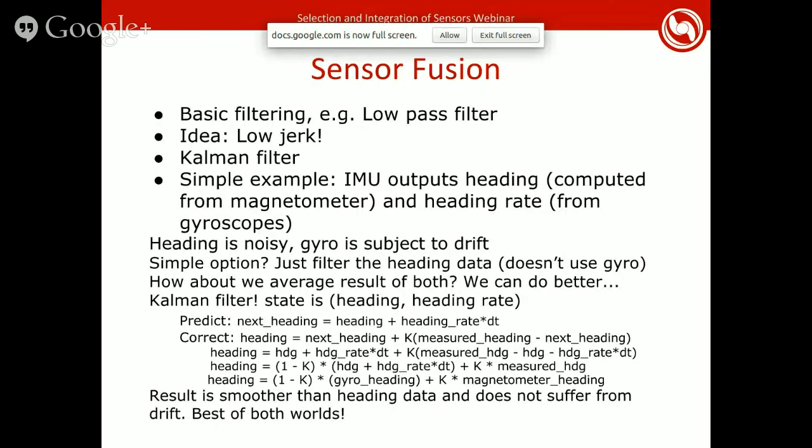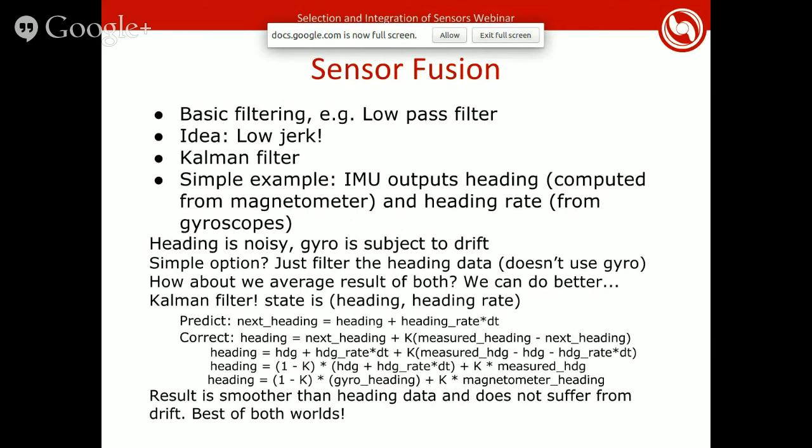It just outputs heading, which it computes from the magnetometer. And it also gives you the heading rate, which it computes from gyroscopes. You want to use that to figure out your heading. The heading is way too noisy. It's just bouncing back and forth. But the gyroscope is not that noisy, but it's also subject to drift. Like we said, integrating it is not going to produce the results you want.